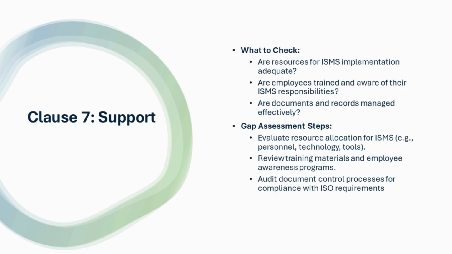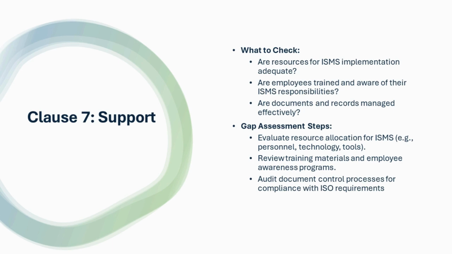The key points here would be resources: ensure sufficient personnel, technology, and funding for ISMS implementation. Competence: train employees on their roles in maintaining information security. Communication: promote awareness of the ISMS across all levels of the organization. Documented information: maintain and control documents related to the ISMS.